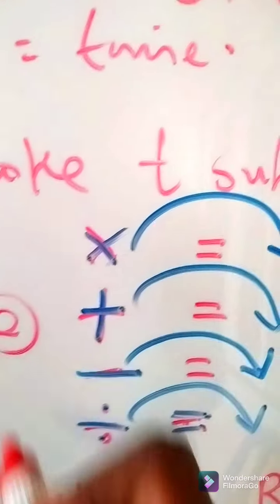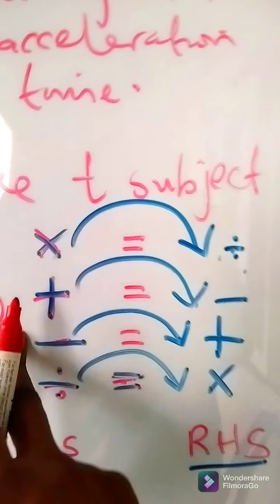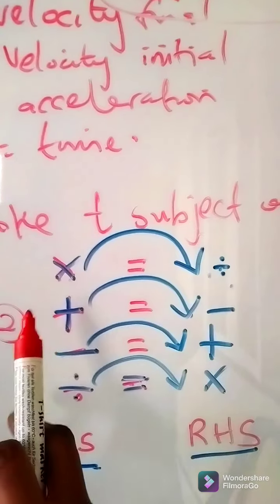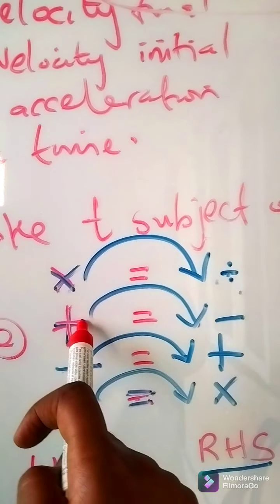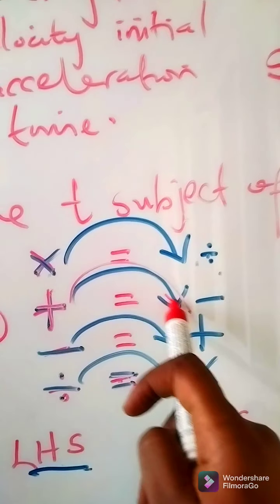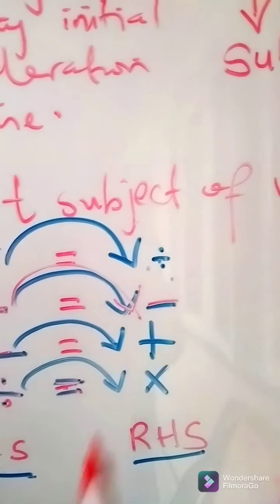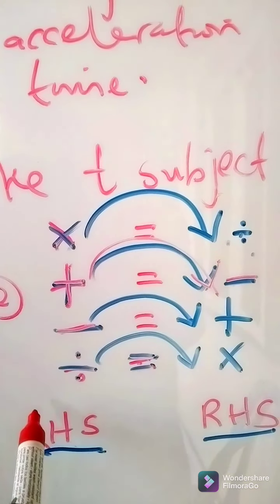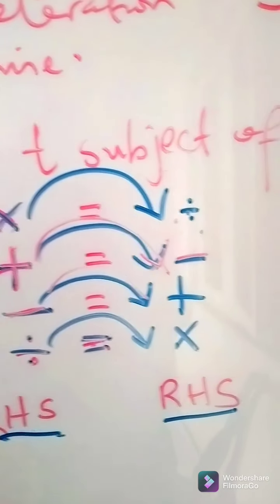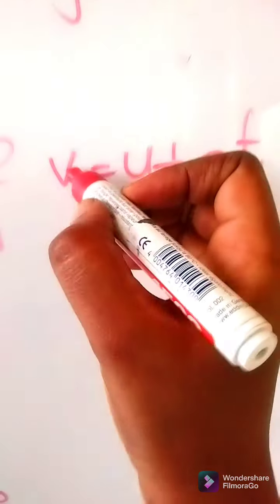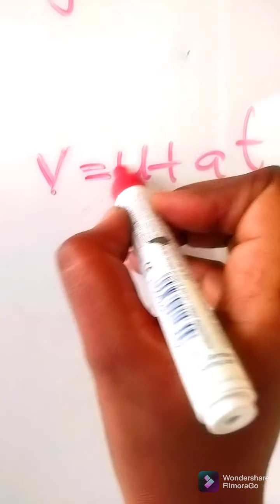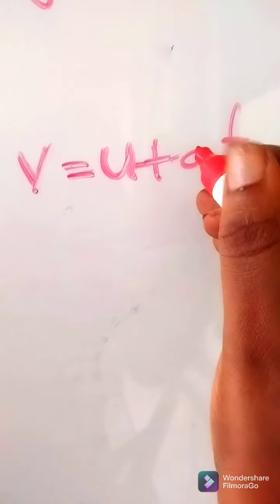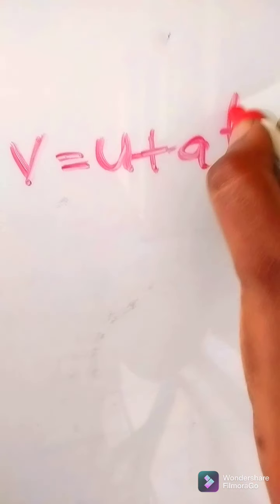So now for the second operation, how do we apply it to the subject of the formula? Remember, this operation is if we have a plus on the left hand side and it jumps over to the right hand side, it becomes a minus. Or if we have a minus on the left hand side and it jumps over to the right hand side, it becomes a plus. So let's use this equation as an example. V equal to U plus AT.